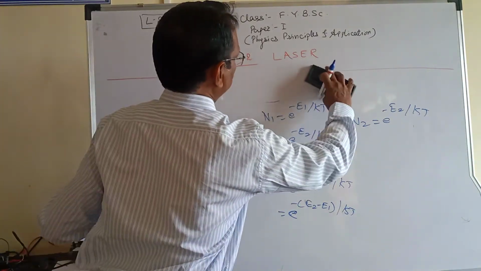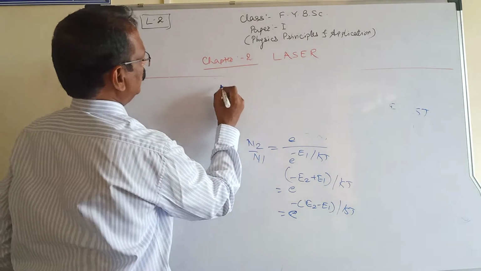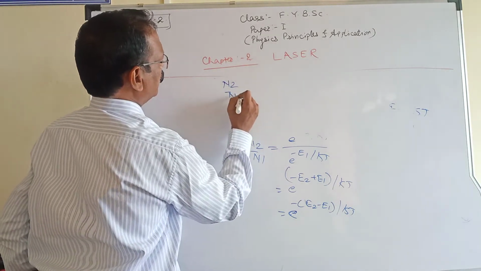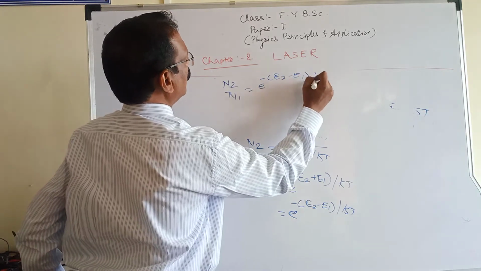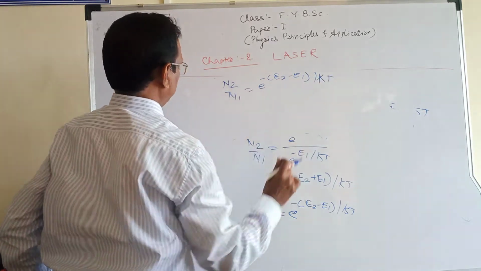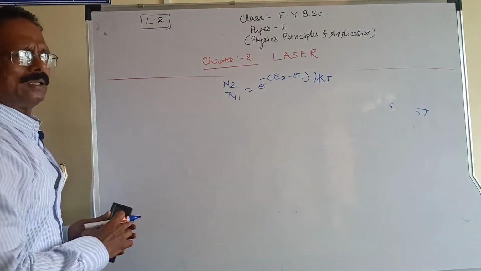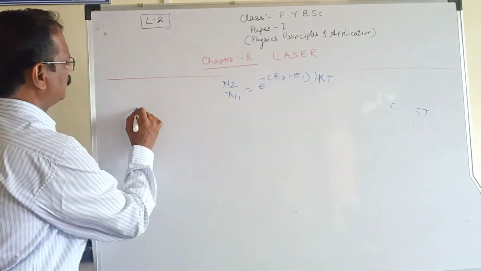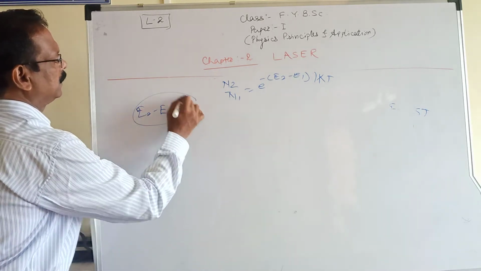So we can write this equation here. We come up to this step: N2 upon N1 is equal to e raised to minus (E2 minus E1) upon KT. This is the equation here. We know it is Planck's law. What is E2 minus E1? E2 minus E1 is equal to h nu.